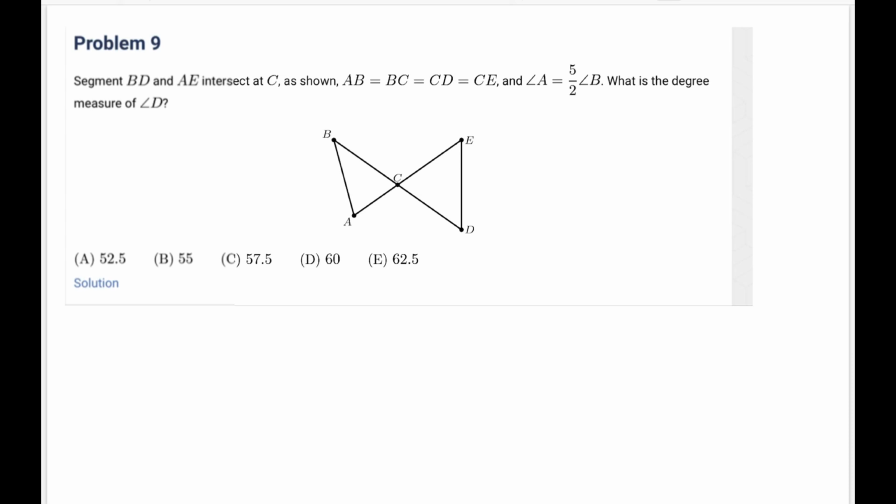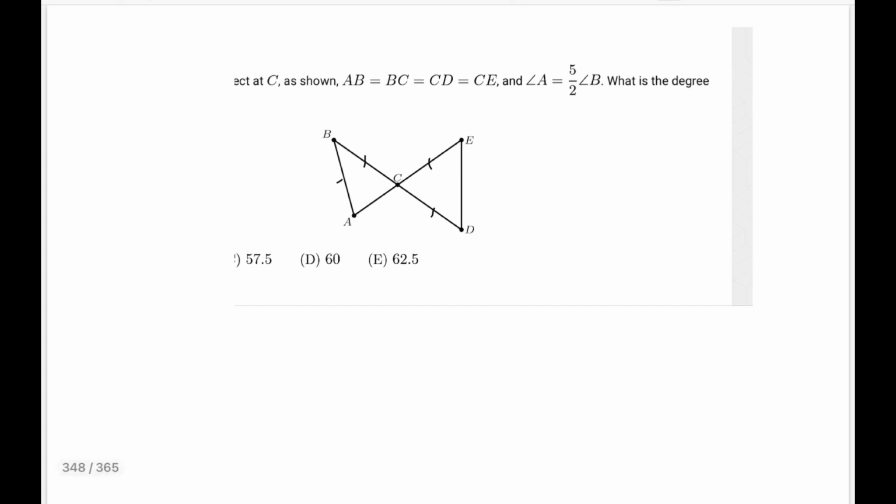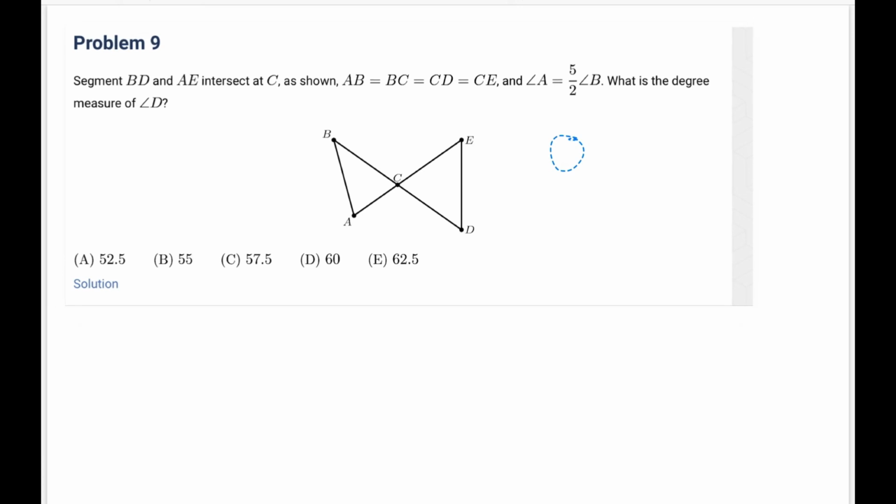AB equals BE equals CD equals CE, and A is 5 over 2 times B. What is the degree measure of D? Okay, so these are the same. So here A is 5 over 2B, right?